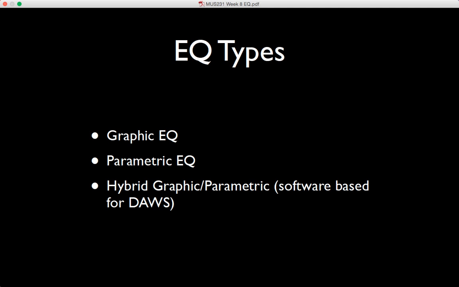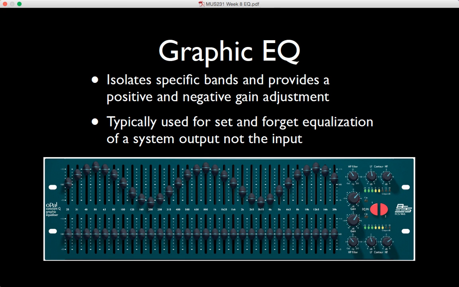I'm going to talk about what their differences are and how they're used, and then I'll start showing you some examples here. This is a graphic EQ. I'm going to share these slides with you. I'm kind of jamming through this, so I'll share these slides with you on Canvas in the event that you don't get a chance to get through all of it. Does that make sense? Just so I can keep moving.